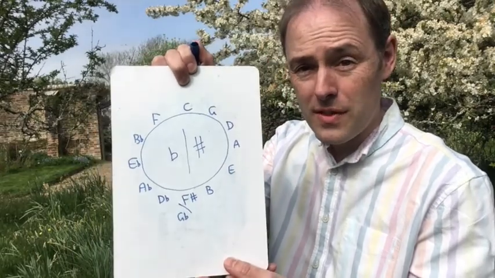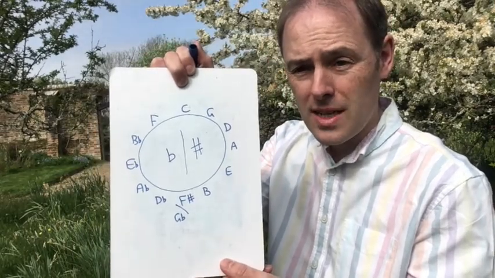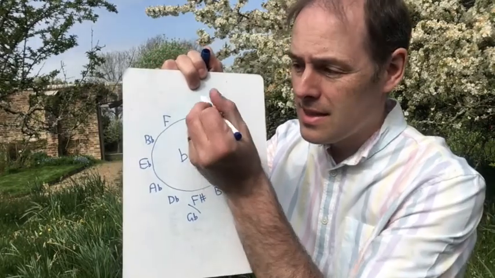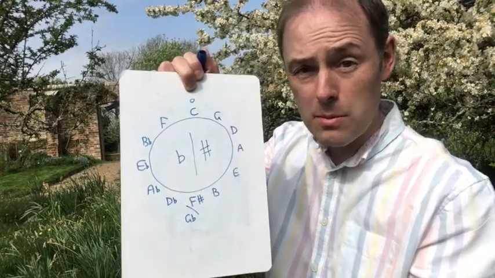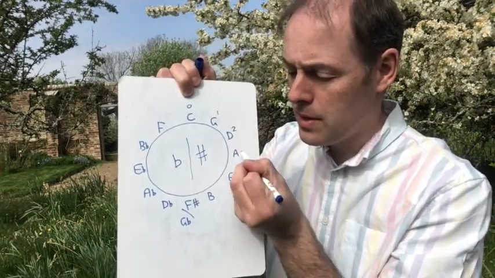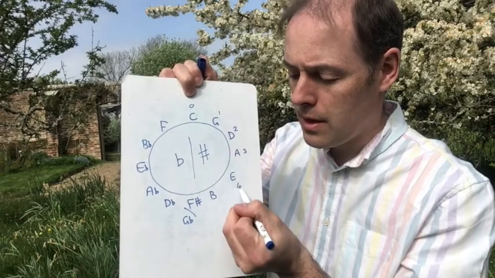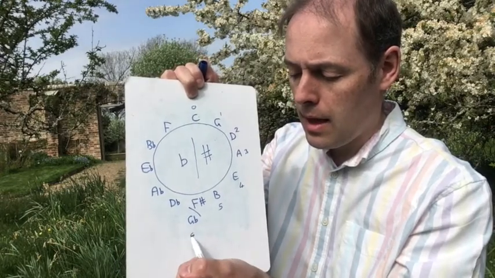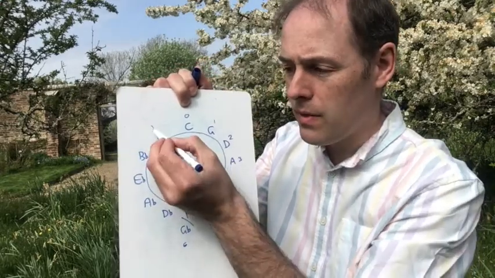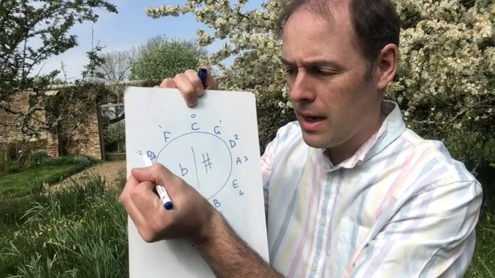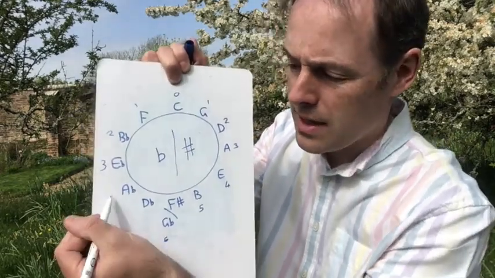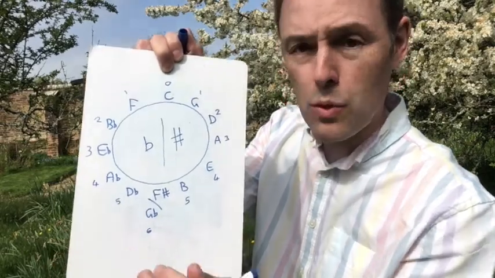Now there are several uses for this diagram. You can use it to remind yourself how many sharps and flats are in any scale. C has no sharps or flats, G has one sharp, D has two sharps, etc. And in going back to the top, we have our scales that have flats in. F has one flat, B flat has two flats, E flat has three flats, and all the way around.